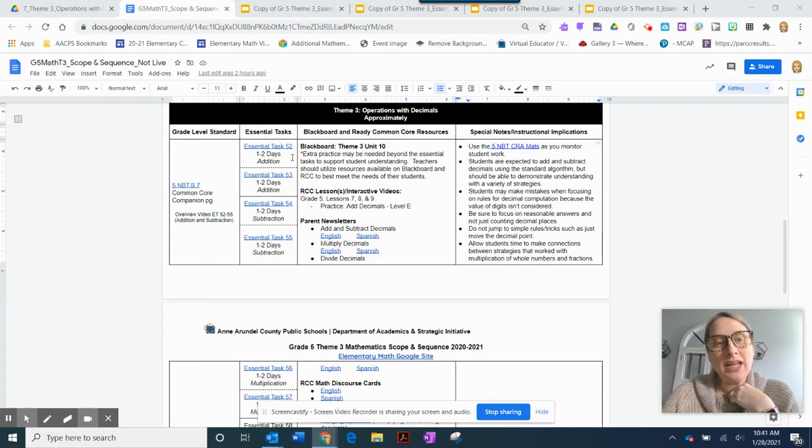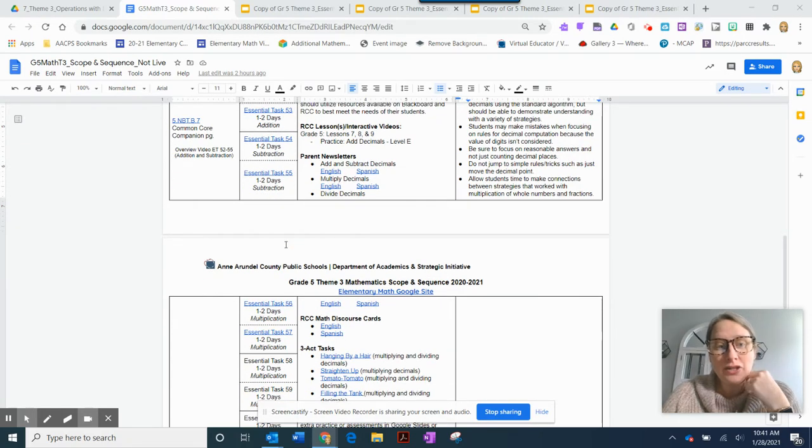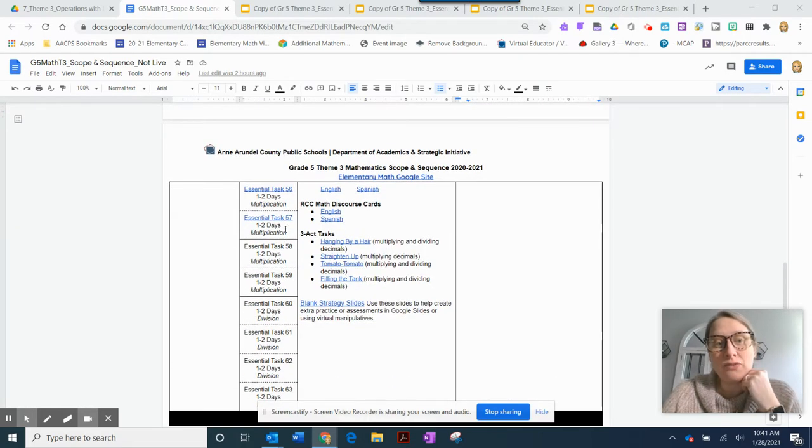So we're going to be looking at addition with decimals for the first 2 essential tasks, 52 and 53. We're going to be looking at subtraction on essential tasks 54 and 55. And then you'll notice there's going to be 4 tasks for multiplication, so 56 through 59, and 4 tasks for division, 60 through 63, excuse me.